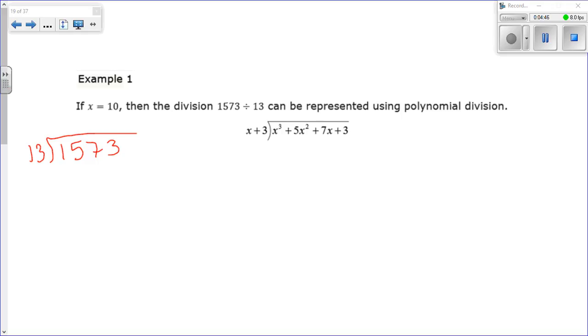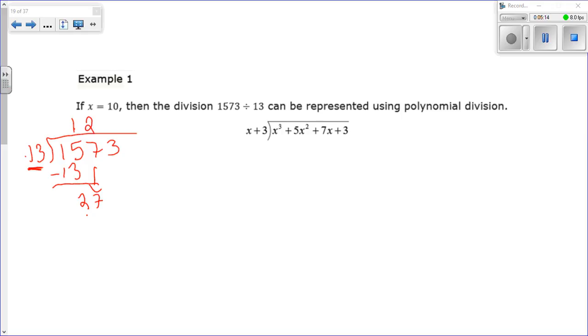And when we divided here, 13 went into 15 one time. 1 times 13 is 13. And then I subtract, and I have 15 minus 13, which is 2. And I bring down the 7. So then I have to ask myself, how many times does 13 go into 27? Well, 13 goes into 27 2 times.